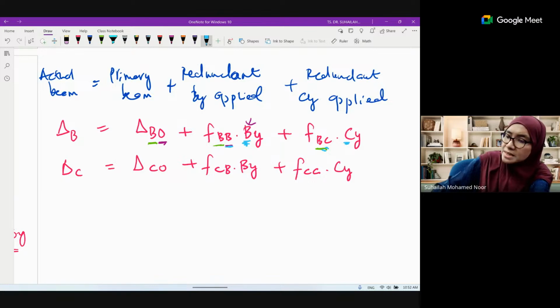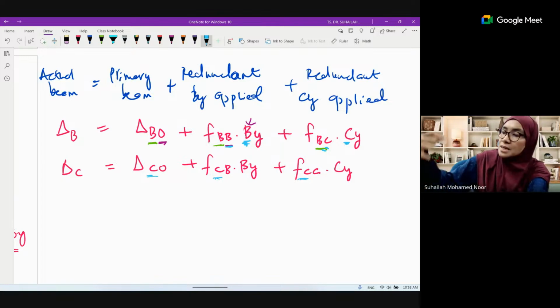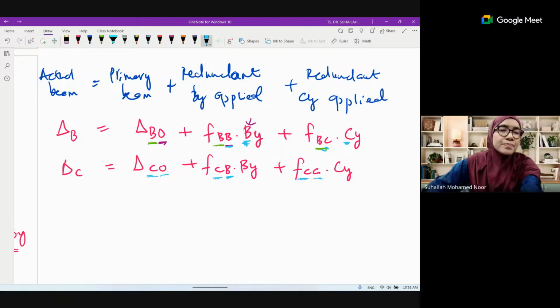The same applies at position C: position C, position C, position C, number 2. The type of beam is primary beam, redundant BY applied, redundant CY applied. This is the basic idea about the principle of superposition.